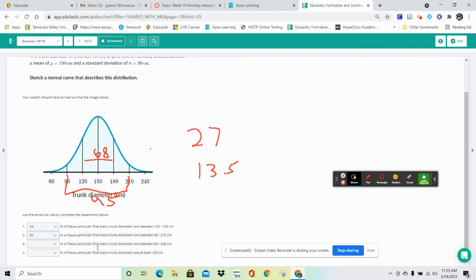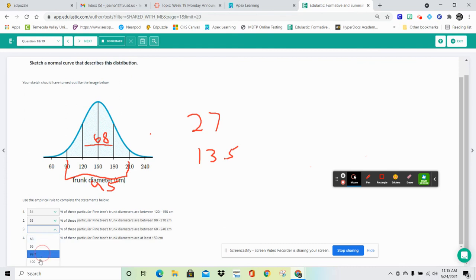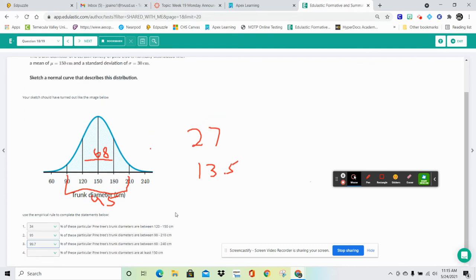Okay, what percent of the particular pine trees have a diameter between 60 and 240? So again, that's three standard deviations. So that's just going to be my 99.7. Okay, and then what percent have at least 150? So that's half. All right, so there's your empirical rule right there.